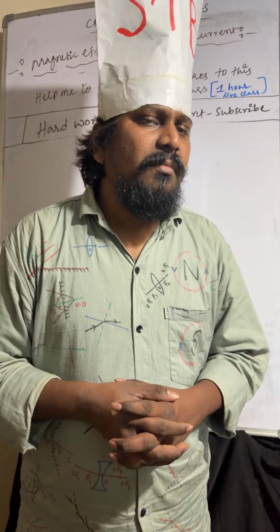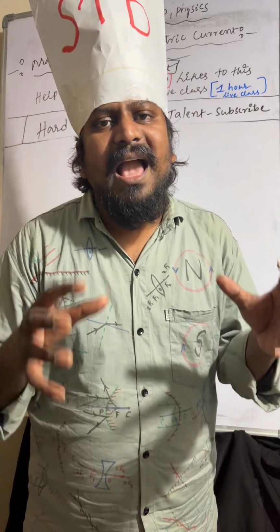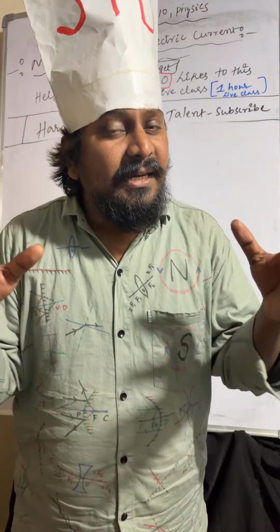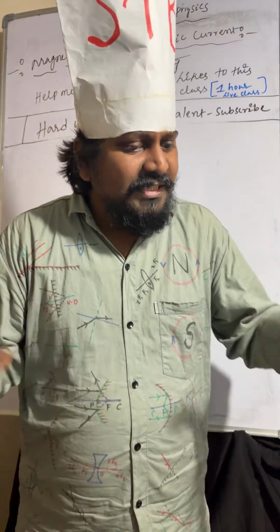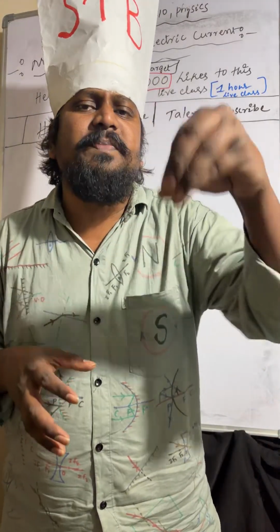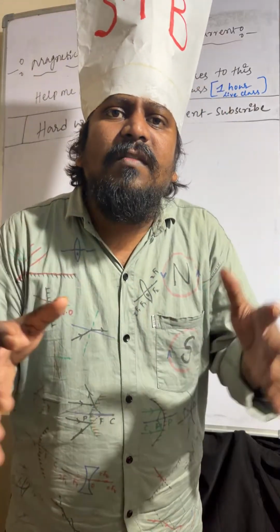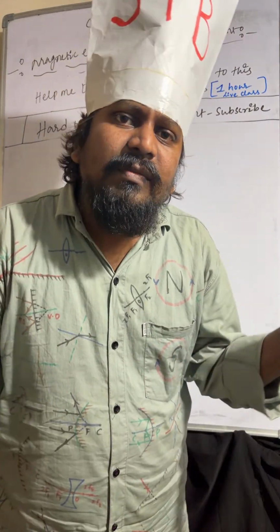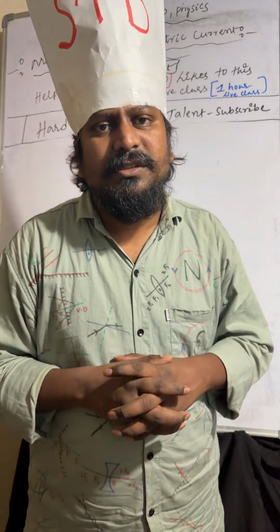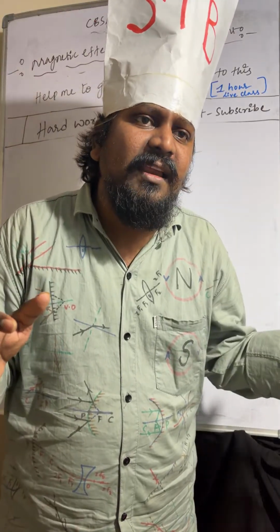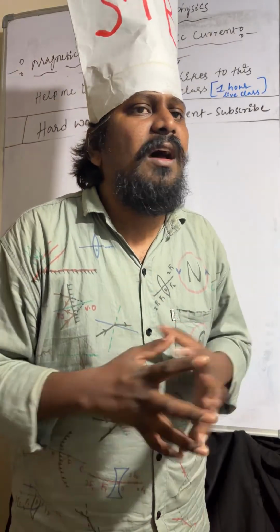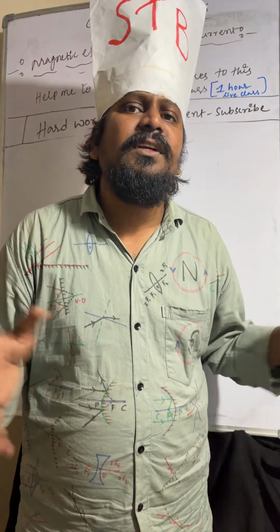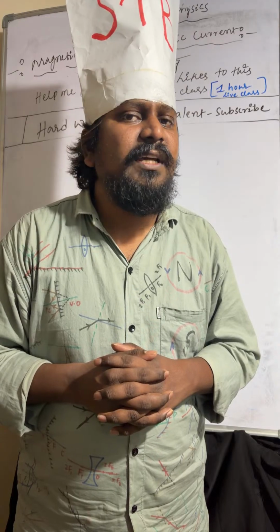So we'll discuss magnetic properties and magnetic field lines. Generally, if you suspend a magnet freely, it always shows the north and south direction. That is point number one.